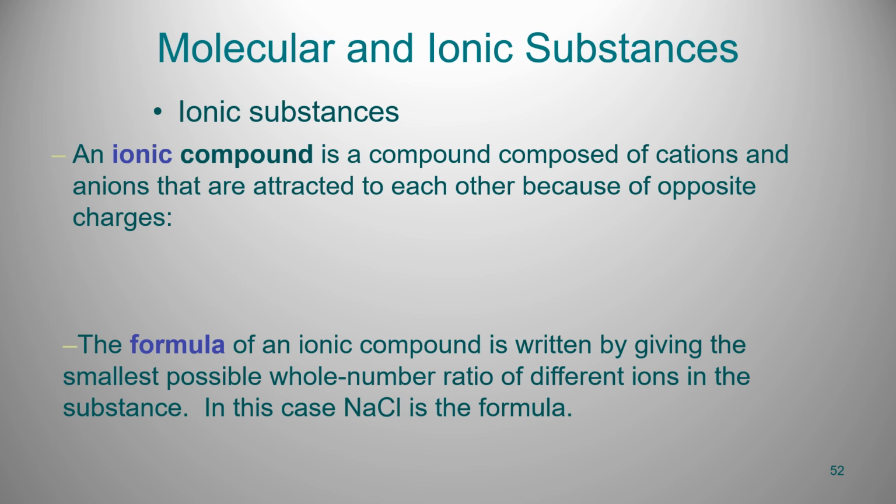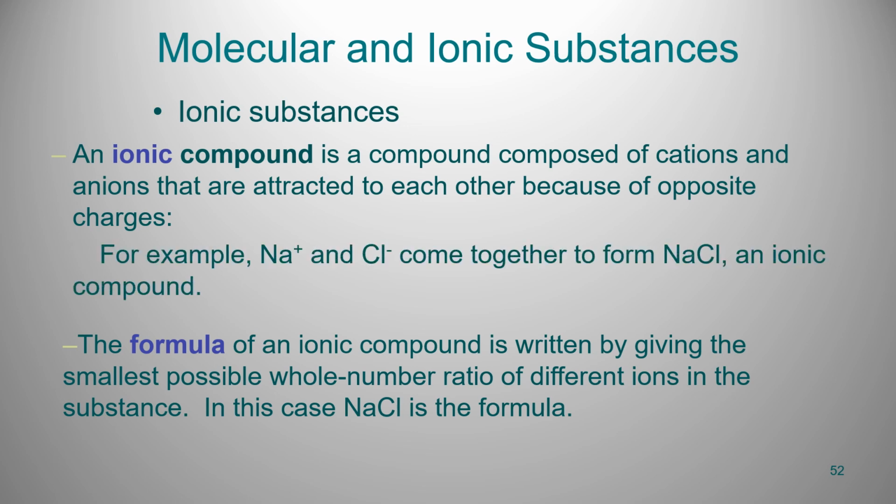an ionic compound. So far we've kind of only been talking about molecular compounds, but now we're going to talk about ionic compounds. So what is an ionic compound? An ionic compound is one that's composed of positive ions and negative ions attracted to each other because of opposite charges. So probably the simplest ionic compound is sodium chloride.